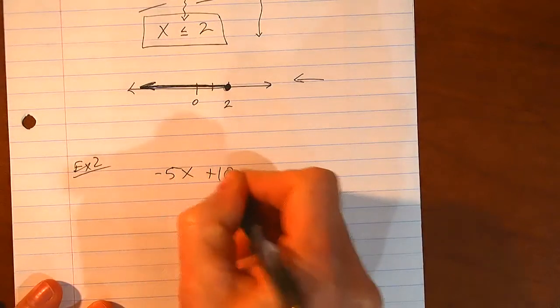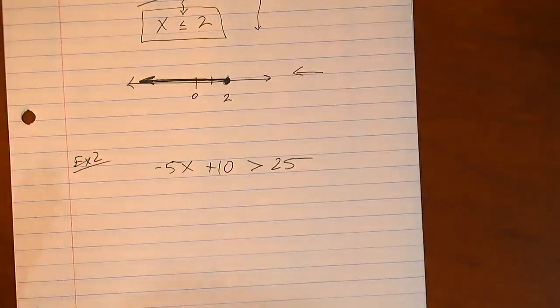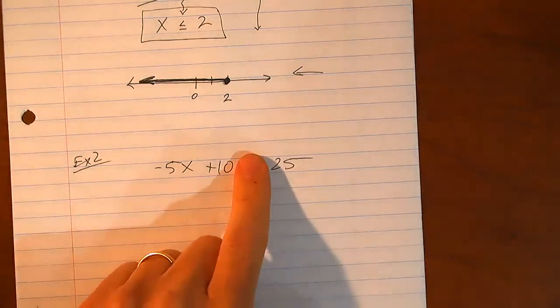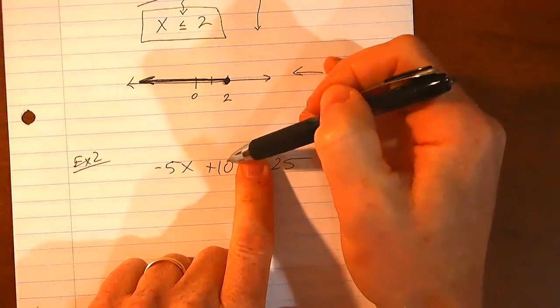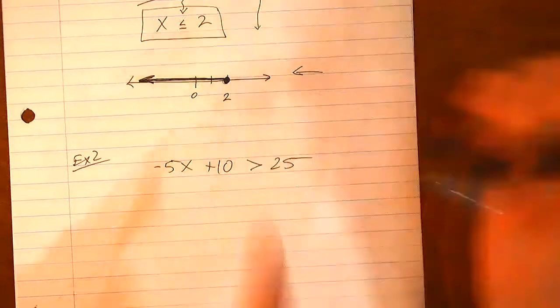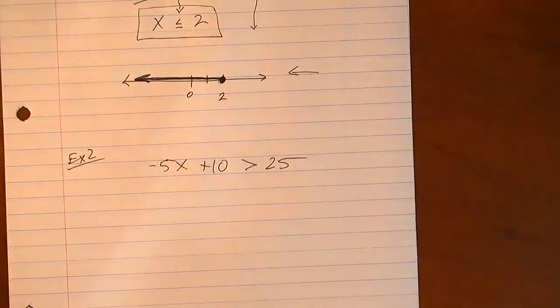-5x plus 10 is greater than 25. Okay, -5x plus 10 is greater than 25. Now, solving this is just like an equation. If this was an equal sign, I want to get x by itself. I start with the thing that's furthest away from x and I work my way in. The only difference is with inequalities, we've got that little rule that we have to be careful when we multiply or divide by negatives, but the basic process is the same.